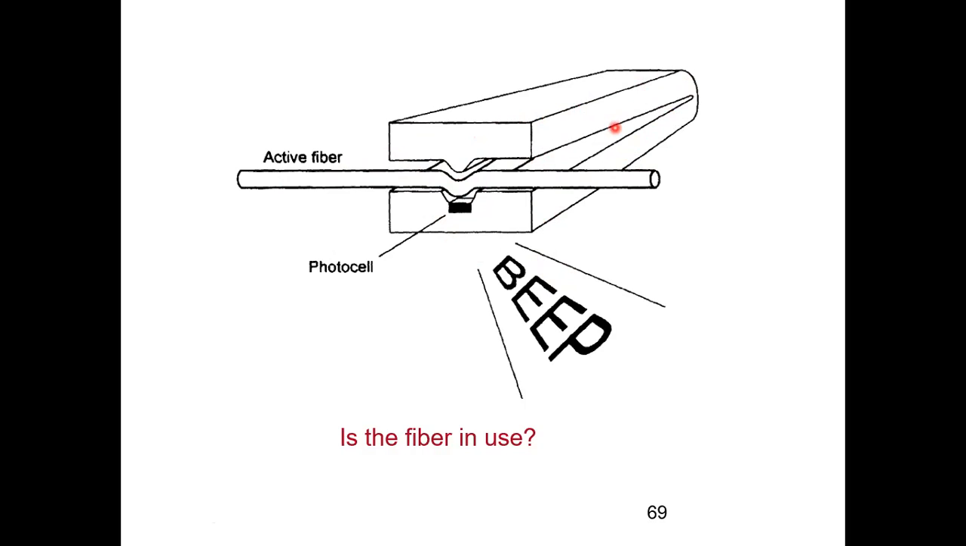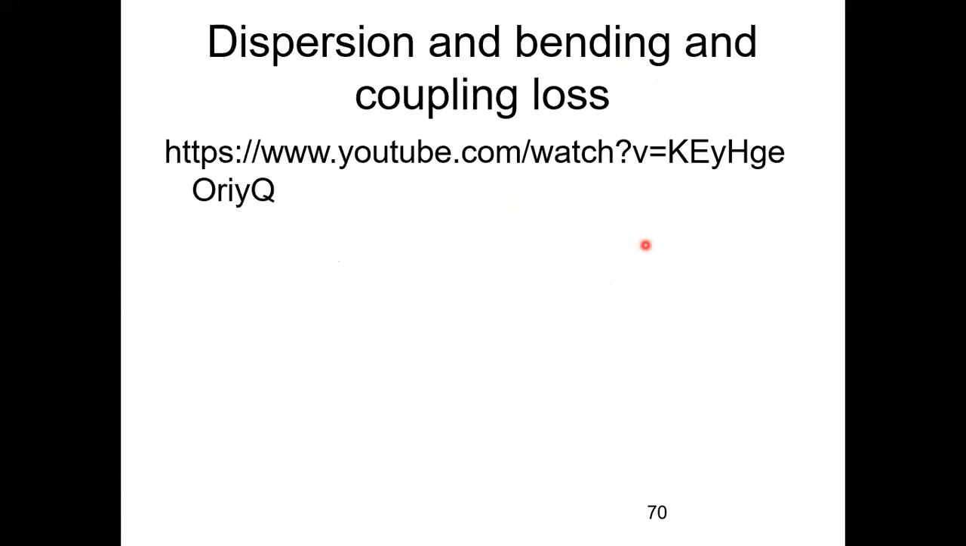Then I need to explore something else. This I can do when I don't have an OTDR to check my fiber. Okay, so I can use the bending loss property to check whether that fiber is active or not. So this was all about your bending loss.